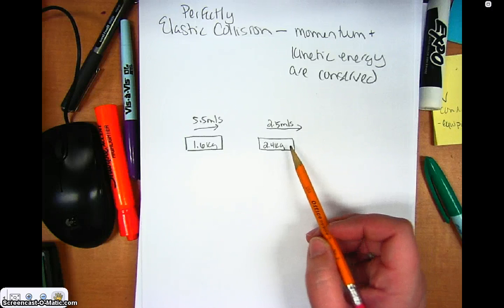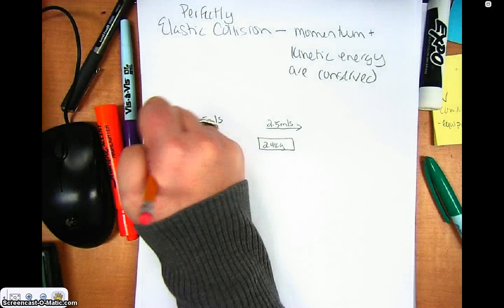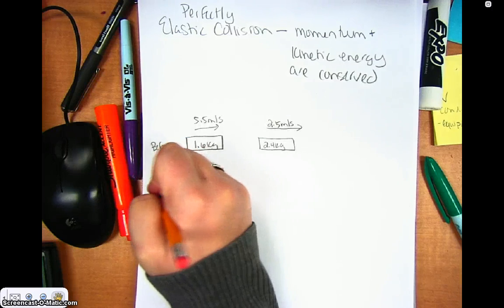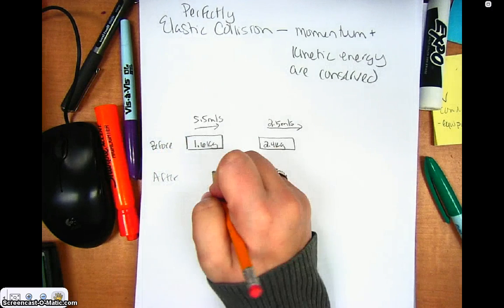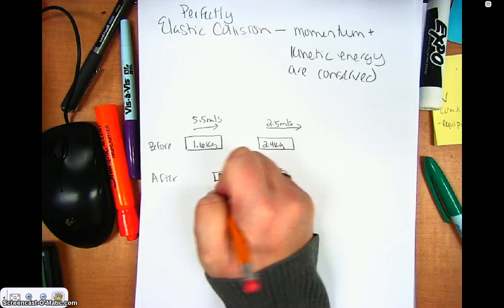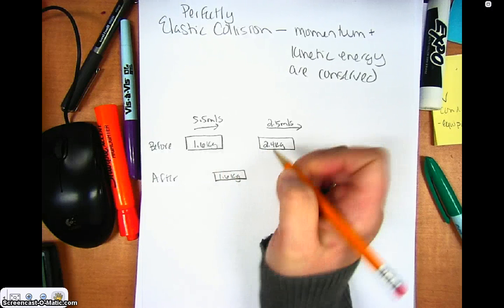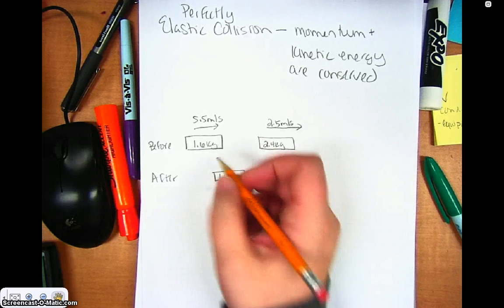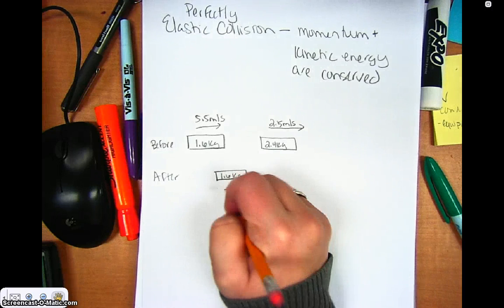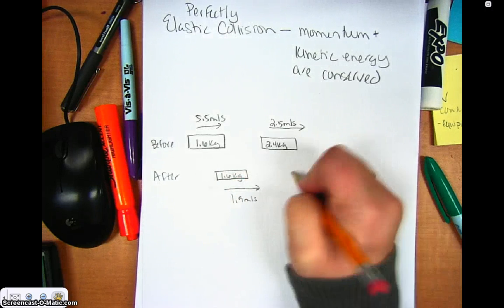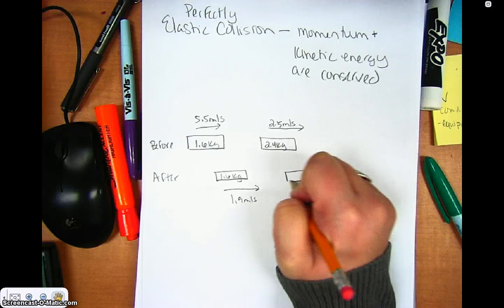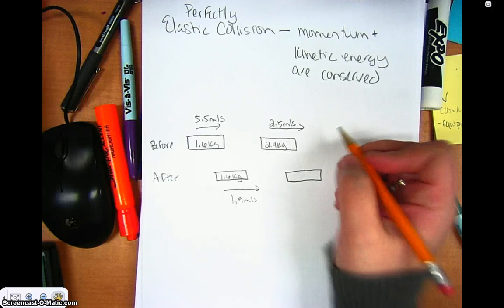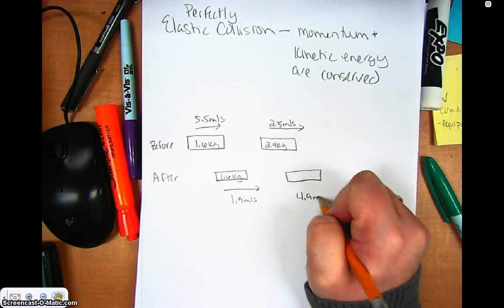And after the collision happens, so this is before, so after the collision happens, now we have this 1.6 kilogram mass, and it has bumped into the other one, and it is now going only 1.9 meters per second. And then this guy here is going 4.9 meters per second.